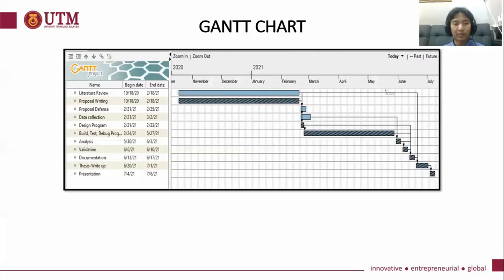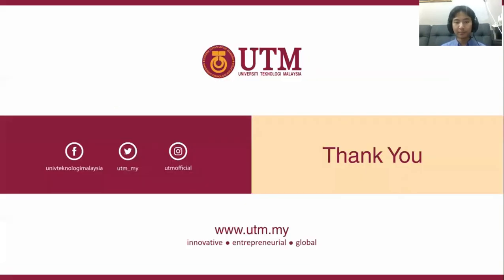And Gantt chart. This is the process in this study, which is from the literature review, proposal writing, proposal defense, data collection, program design, program development, analysis, validation, documentation, thesis write-up, and presentation. So, according to this Gantt chart, the progress of the study is now on data collection, as we are able to acquire the 3D point cloud data.